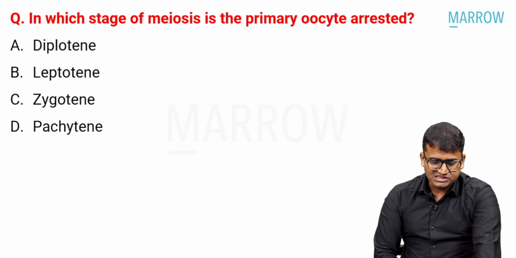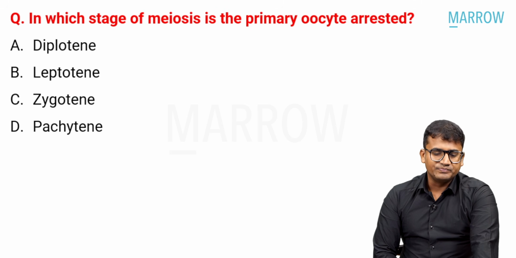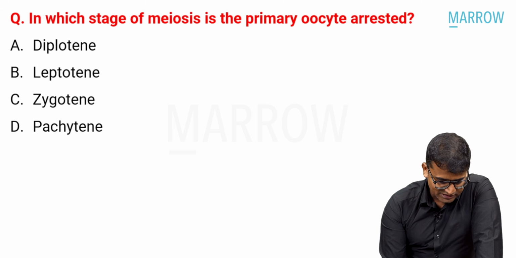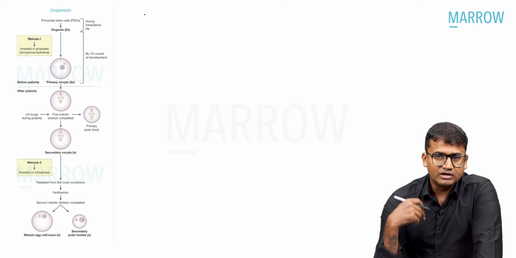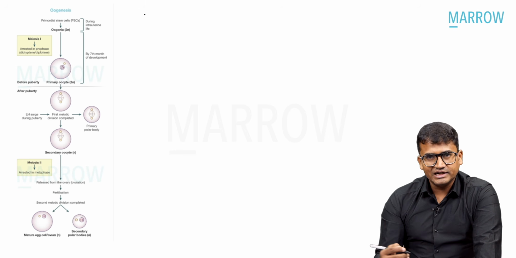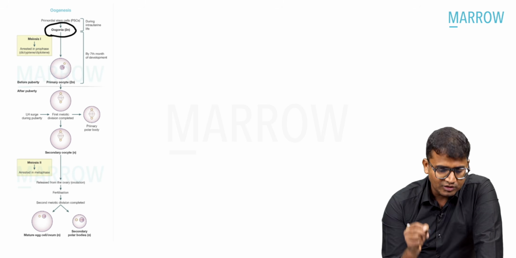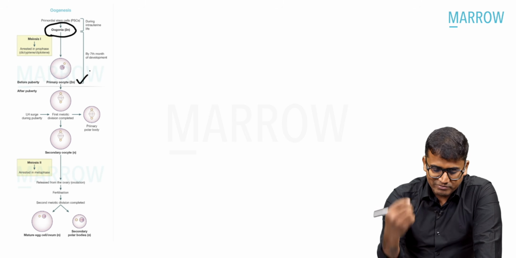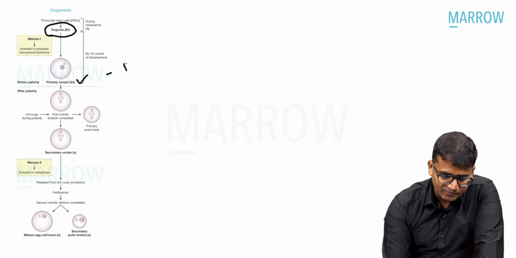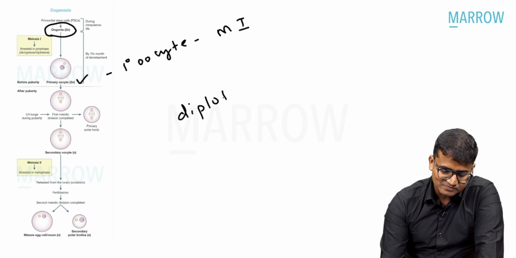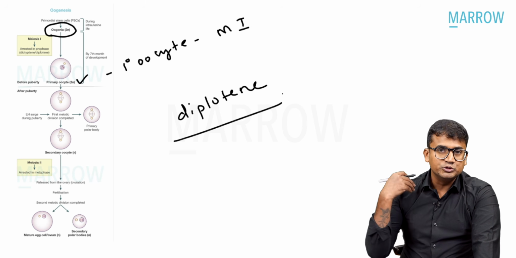Next question. In which stage of meiosis is the primary oocyte arrested? A. Diplotene, B. Leptotene, C. Zygotene, D. Pachytene. Now, see the diagram. The primordial germ cells reach the genital ridge in the female by the 5th week and immediately convert to oogonium. Oogonium, by mitosis, is converted to primary oocyte. The primary oocyte enters meiosis 1, then goes to a resting phase called the diplotene phase. It stays in the diplotene phase until puberty.